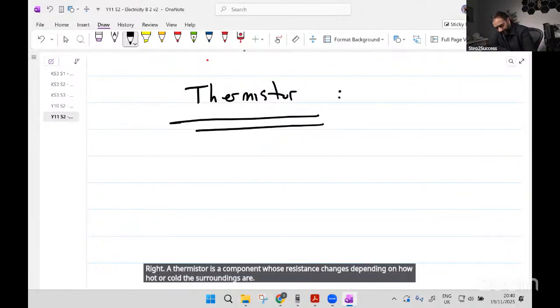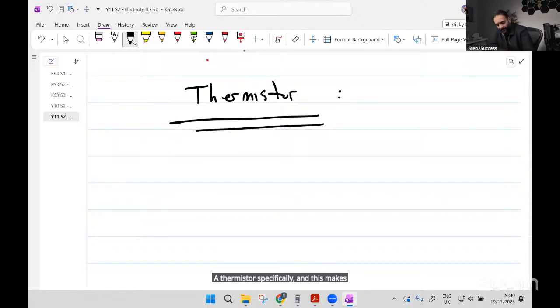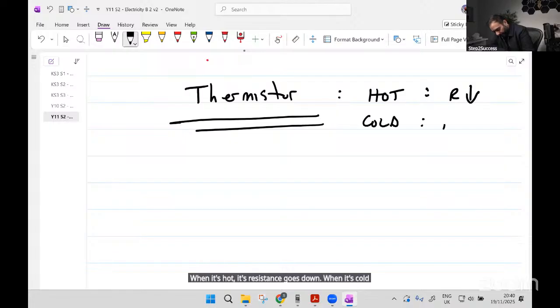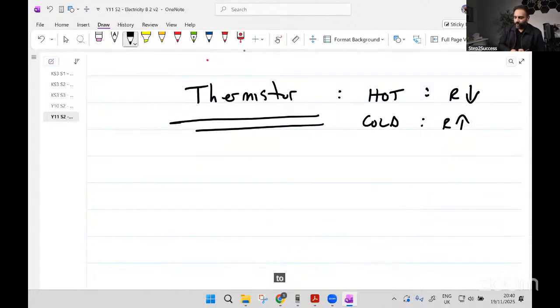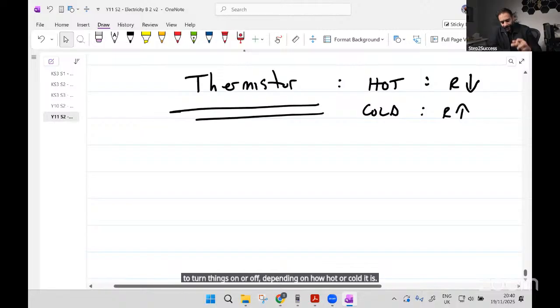A thermistor specifically, and this makes it different from a light bulb and stuff, when it's hot, its resistance goes down. When it's cold, its resistance goes up. It is a special component that we use to turn things on or off depending on how hot or cold it is. Okay? So let me tell you how we can use a thermistor.